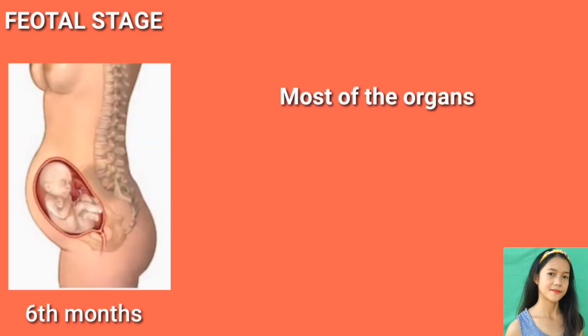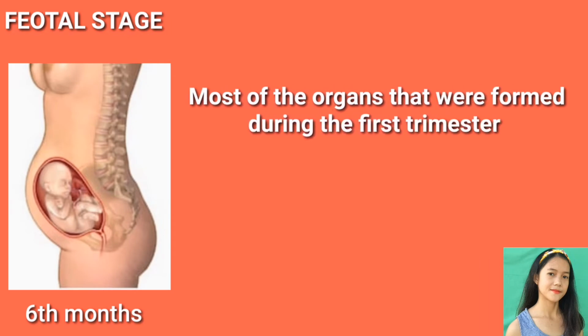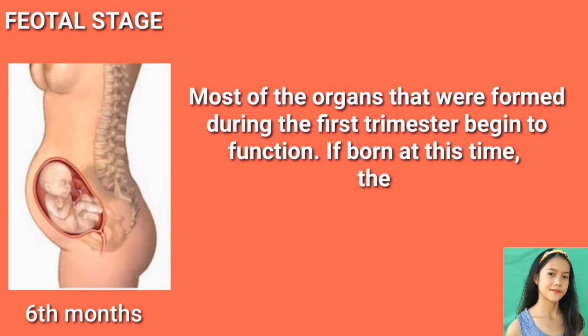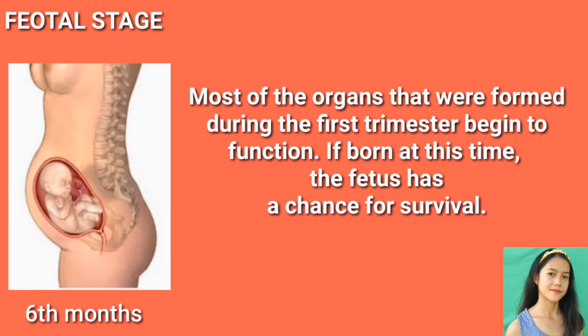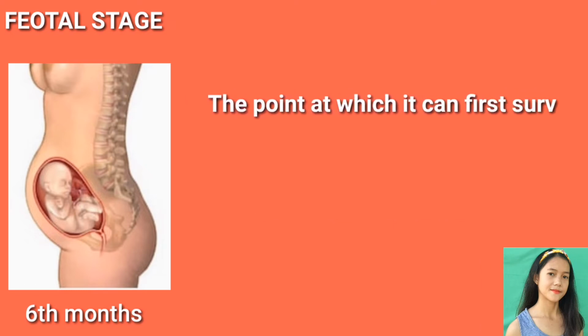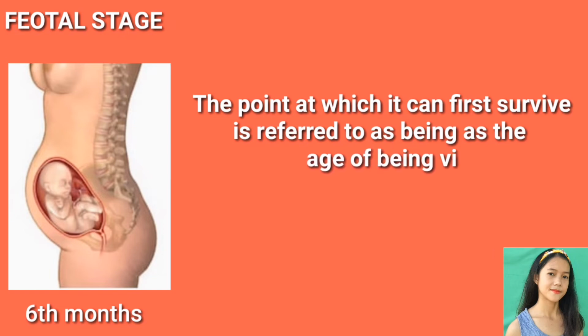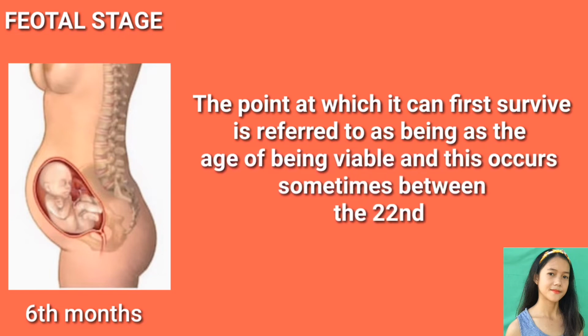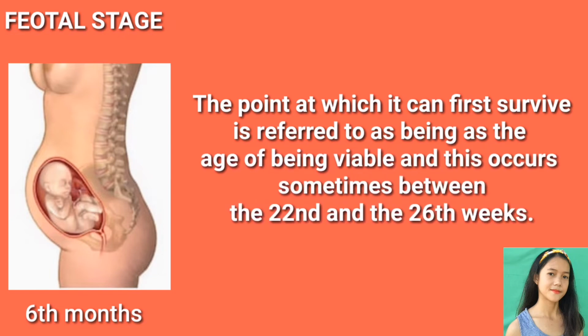In the 6th month, most of the organs that were formed during the first trimester begin to function. If born at this time, the fetus has a chance for survival. The point at which it can first survive is referred to as the age of viability, and this occurs sometime between the 22nd and the 26th week.